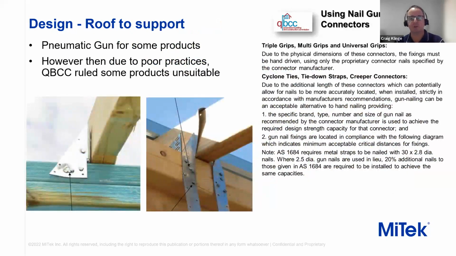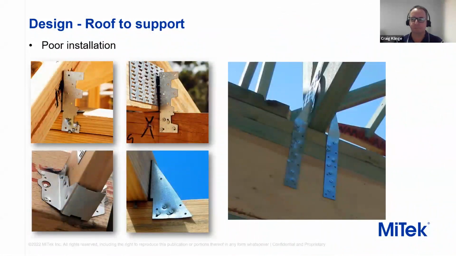We've seen the evolution of pneumatic guns. People started using the pneumatic guns for installing all the products, whether they were small connectors like triple grips, strap bracings, things like that. Over a period of time, the QBC and inspectors and certifiers and the general industry noticed that quite a lot of poor practices were being observed. So about 2015, the QBC brought in a ruling and basically said clout guns and things like that aren't suitable for small connectors like triple grips, and effectively limited them all to strap products.